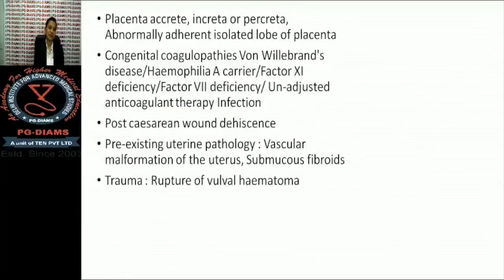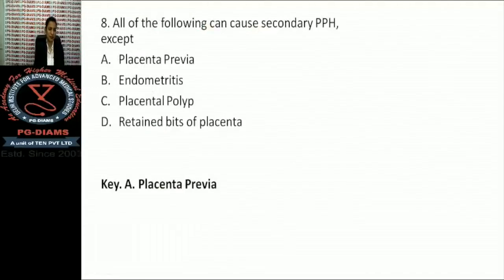Apart from that, as I said, retained placenta, placenta accreta, increta, percreta, all these things can also result in secondary PPH. Congenital coagulopathies will be another reason, post-cesarean wound dehiscence, pre-existing uterine pathology, a vascular malformation, a submucous fibroid. Now pre-existing uterine pathologies can come into play and then they can cause bleeding up to 12 weeks of delivery. Rupture of vulval hematoma. If there was a vulval hematoma at the time of delivery and then it ruptures later, it can cause secondary PPH. So your answer here is simply placenta previa.